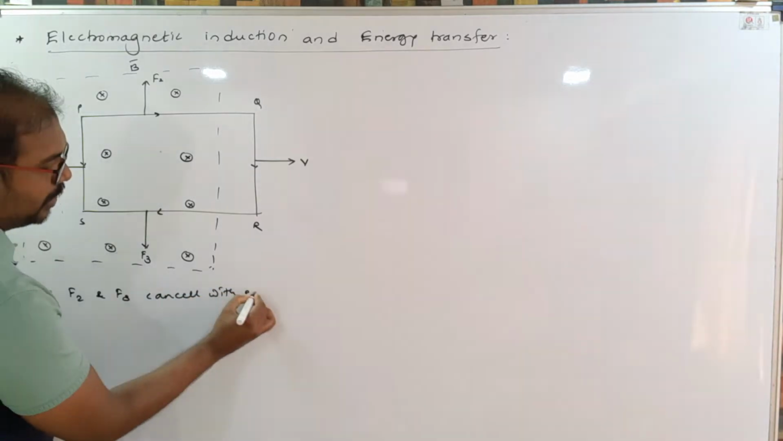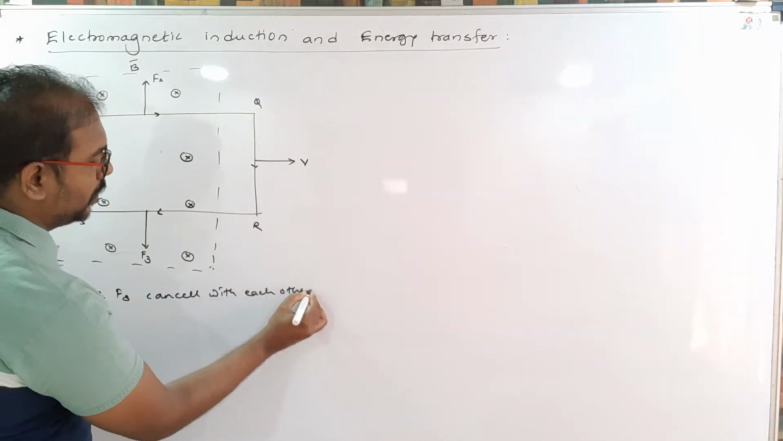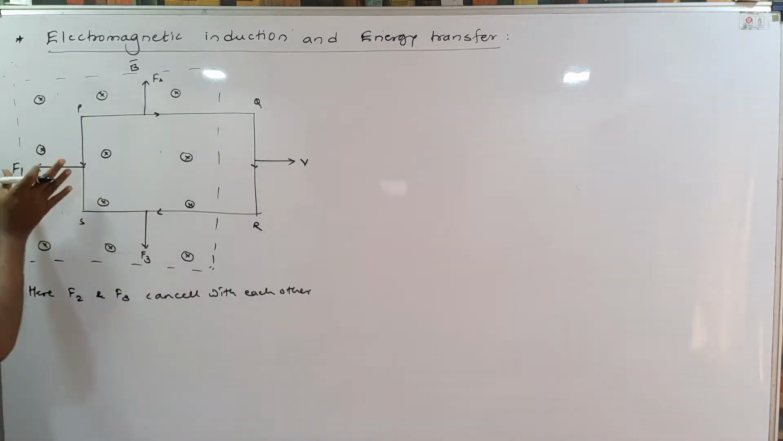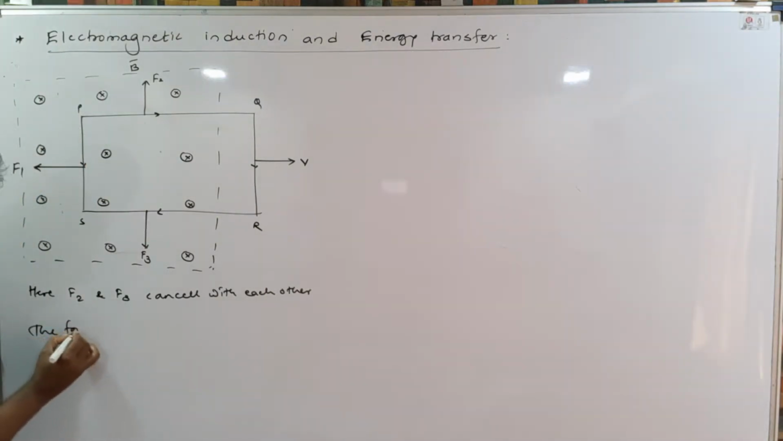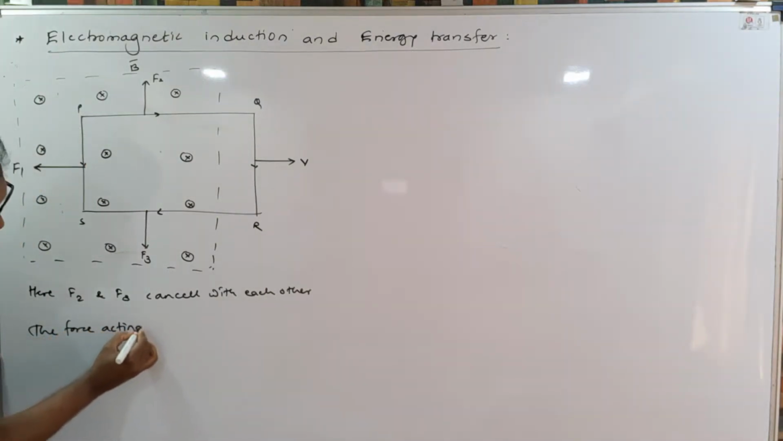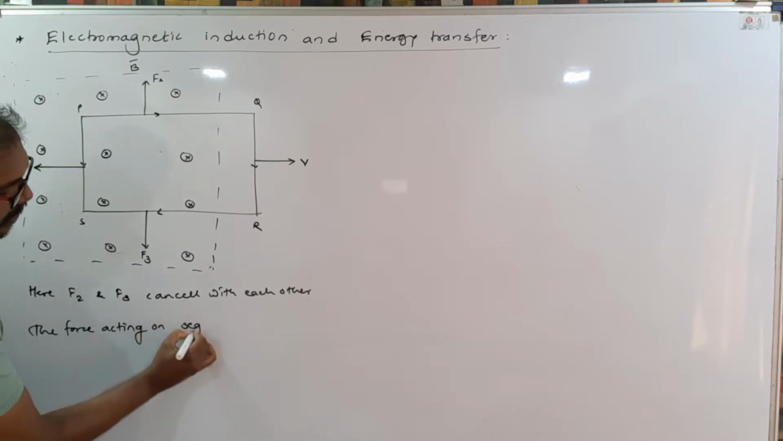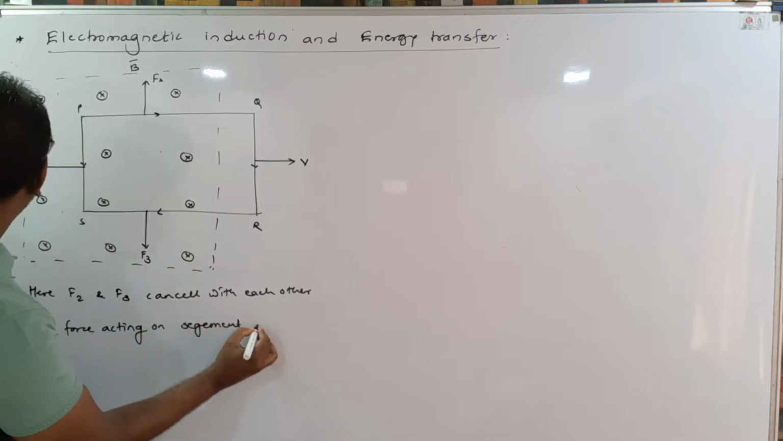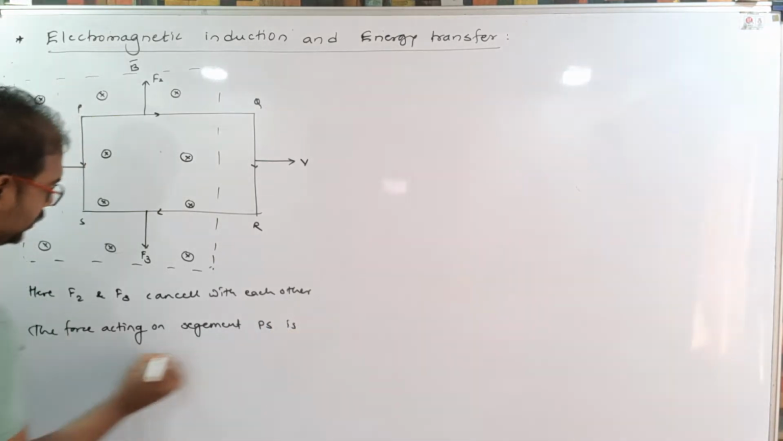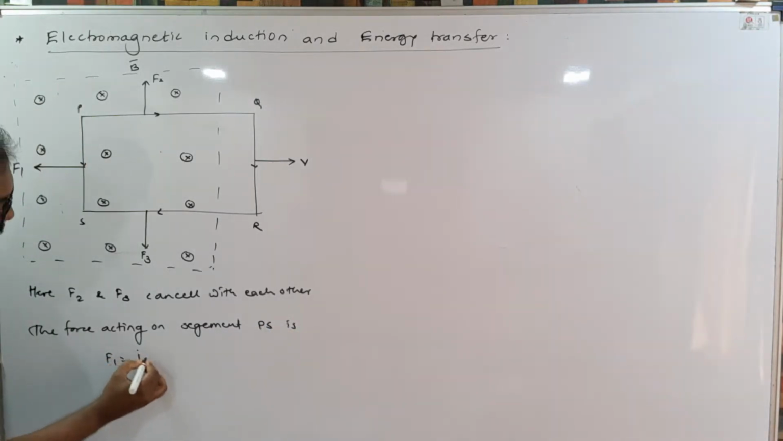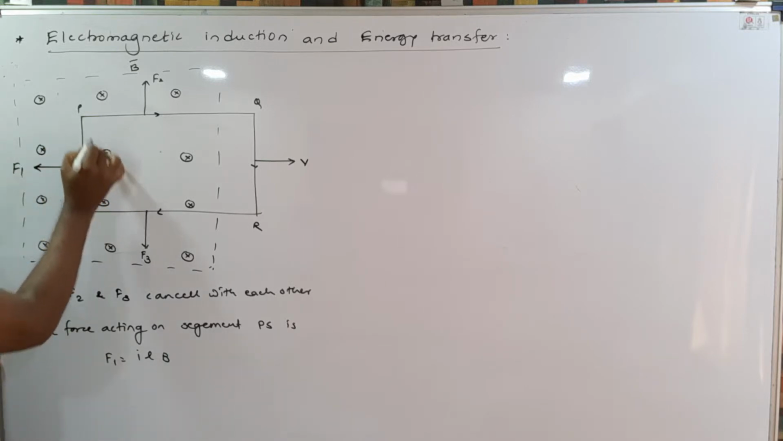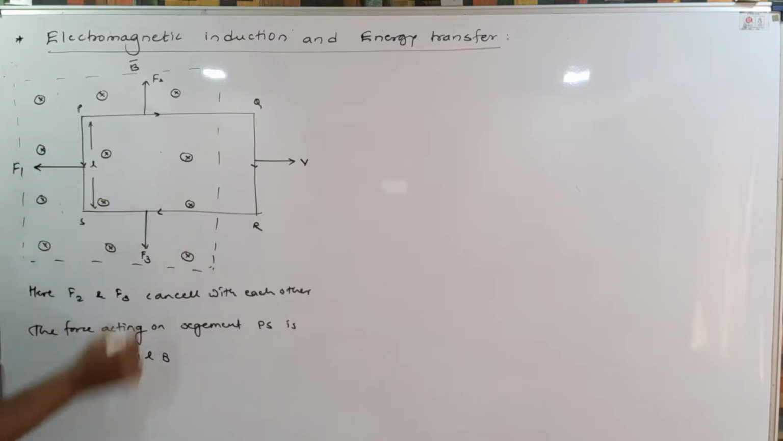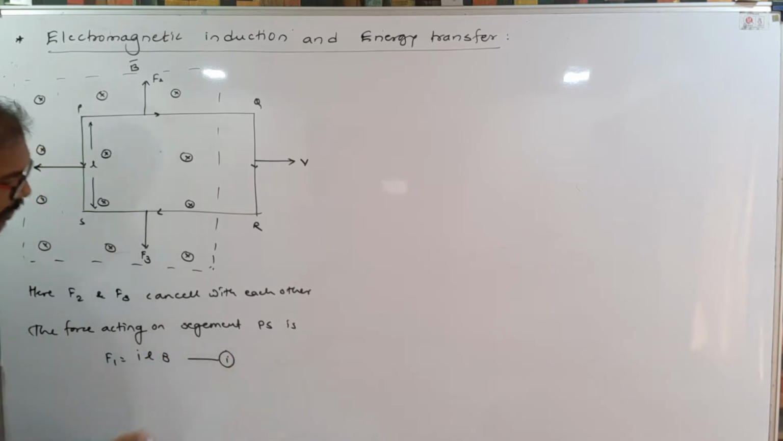So only on the segment PS, the force F1 is acting. I can write the force acting on segment PS: F1 is equal to ILB, if I consider L as the length of this segment. So ILB is the force, equation number 1.